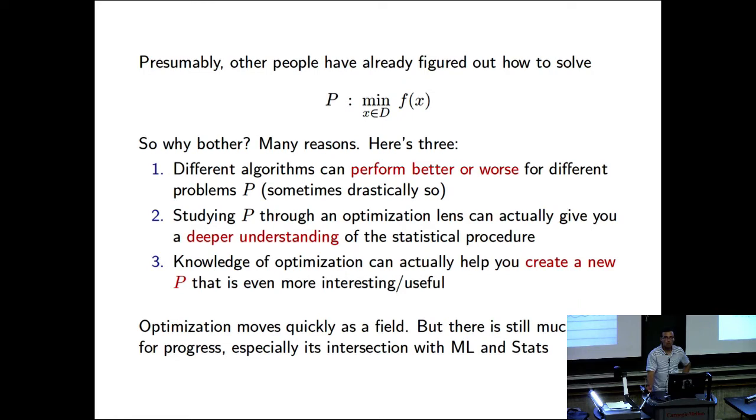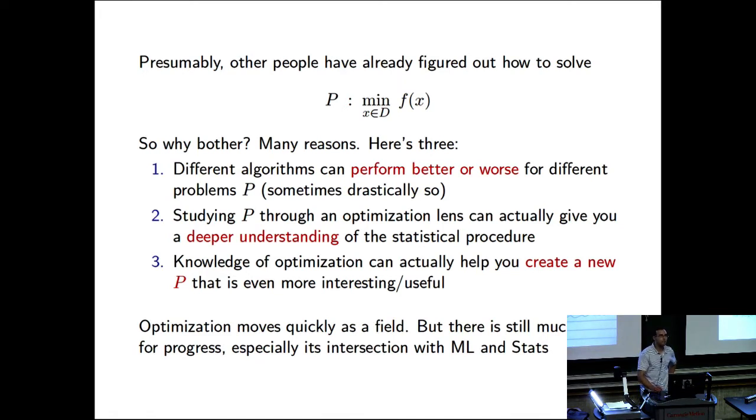So you could ask, why bother? We already have something like CVX at our disposal, and even if I didn't have CVX, I could probably look up good software for SVMs. So, why would I bother? Well, I'm going to give you three reasons. The first is that different algorithms can perform better or worse for different problems.